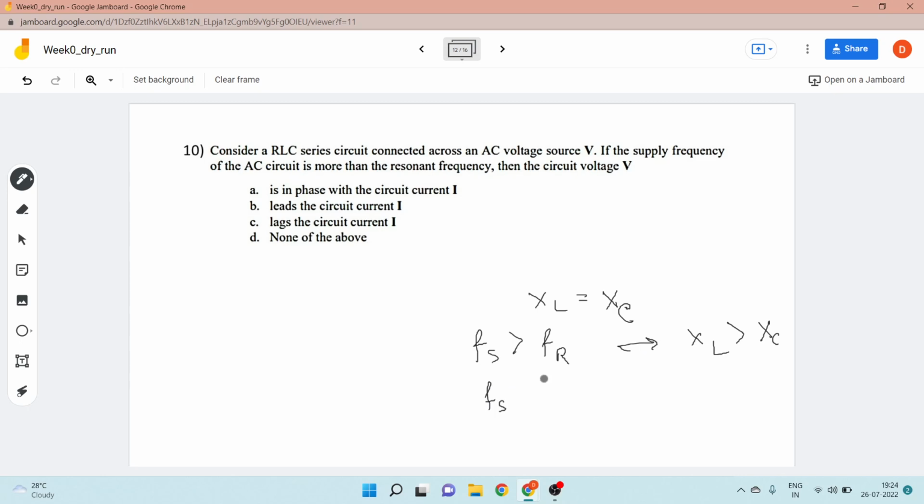When the reverse is the case, then the capacitive reactance is more. But in our case, since the supply frequency is more than the resonant frequency, it is kind of acting as an inductive circuit. Now, in case of inductive circuit, you have read, I hope you have gone through the lectures, the voltage leads the current in case of inductive circuit. So, in this case, option B will be the correct answer because the voltage is leading the current, right?